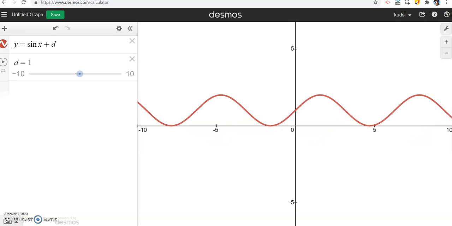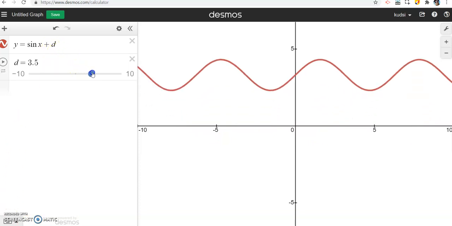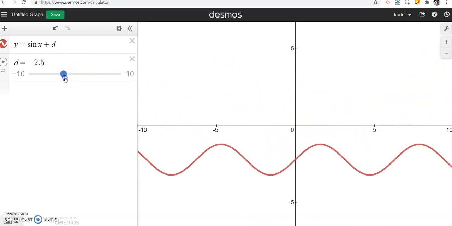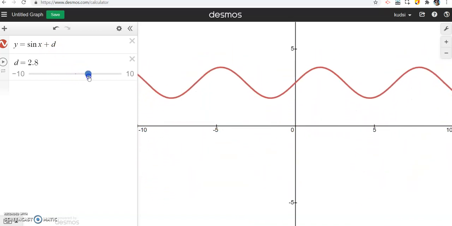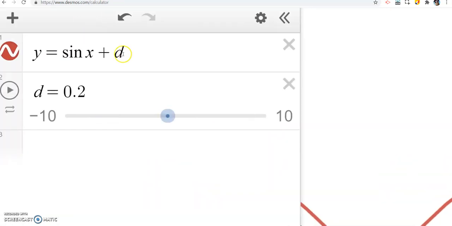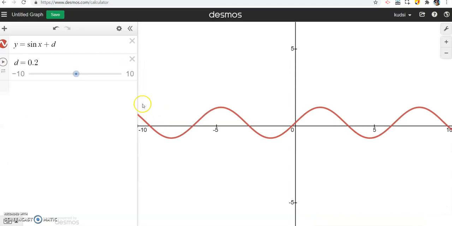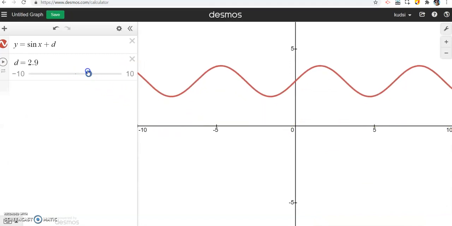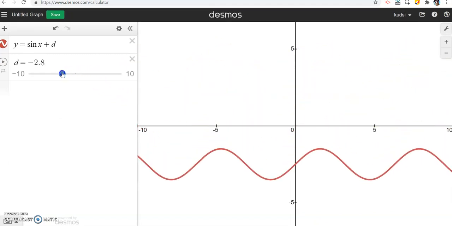Okay, the last one is the D. Now this is sliding up and down. And you've done this before with every other graph, whether it was parabolas or whatever. A number at the end is always a vertical shift. So same graph, cut and pasted up and down.